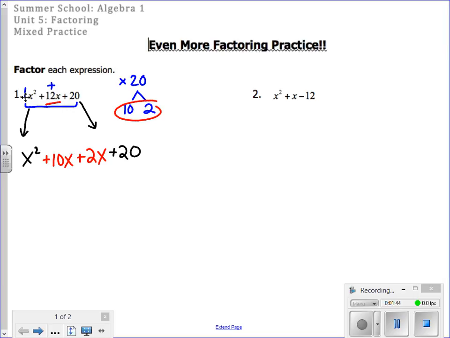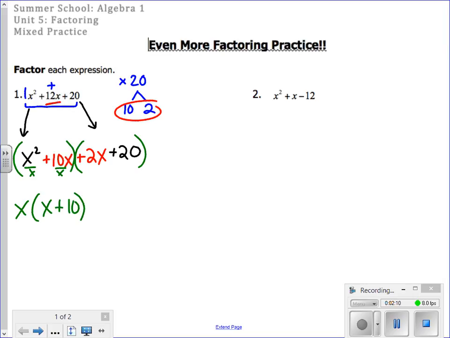Once I've done that, I now have 4 terms. And I'm going to use a method called grouping to divide these up into 2 pairs of numbers. From each pair, I look for a GCF. The GCF between x squared and 10x is x. So I'm putting x in front and divide each term. X squared divided by x is x. 10x divided by x is 10.